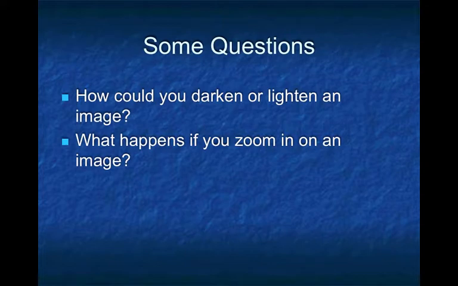So knowing this, how could we darken or lighten an image? If you want to darken it, that means lower your numbers in some way. You could scale all your numbers down. You could subtract from everything in the 0 to 1 scale. And then think about what happens if you zoom in on an image. If you're zooming in, you're really just reducing the number of pixels you're looking at.